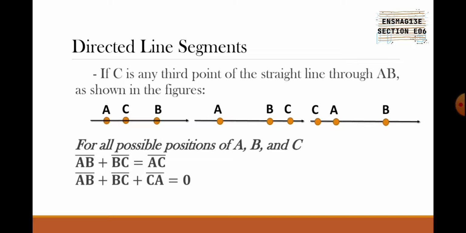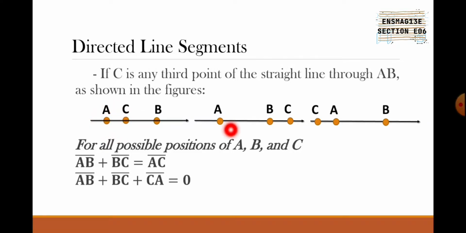For all possible positions of A, B, and C, in the first line, AB plus BC, wherein the sign is actually negative, that means we deduct this portion of the line. So here, we consider from point A to point B plus B to C, wherein your B to C is actually negative, will leave us with this portion alone, that is AC.